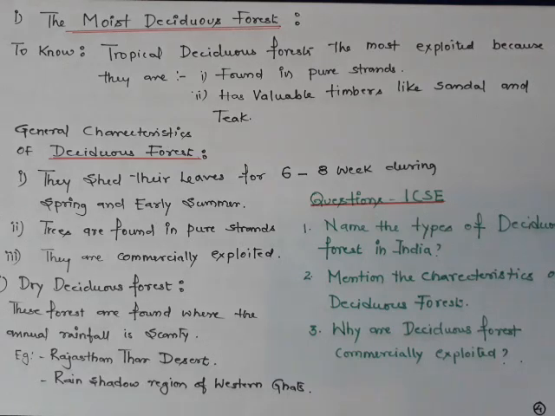The questions which can be asked in board examination: name the types of deciduous forest in India. There are two types, moist and dry. Mention the characteristics of deciduous forest. They are found in pure strands, they are broad-leaved, and they shed their leaves during the spring and early summer for 6 to 8 weeks. Why are deciduous forests commercially exploited? The only reason is that they are found in pure strands.